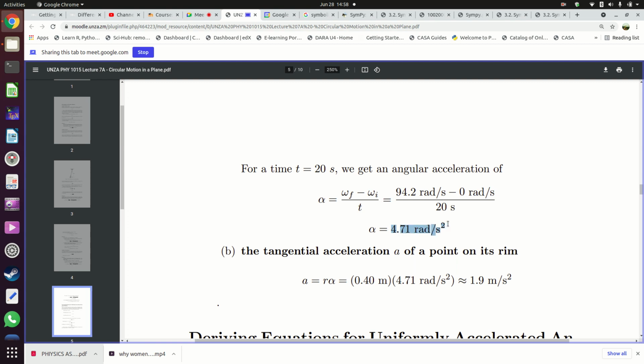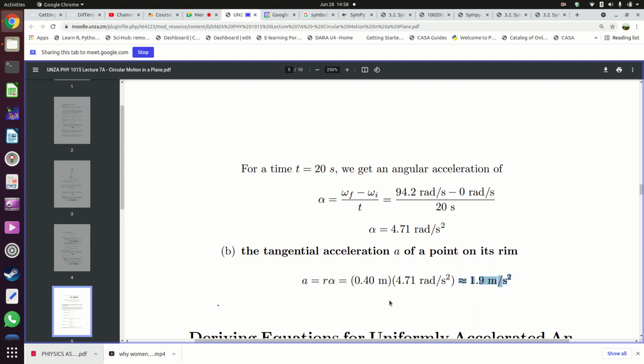This is the angular acceleration. How about the tangential acceleration? The tangential acceleration is the actual acceleration in meters per second squared. From this alpha equal to 4.7 radians per second squared, you can also get the acceleration in a straight line. The acceleration in a straight line, a, is equal to r multiplied by alpha. That's going to be the radius, 0.4 meters, multiplied by alpha, this 4.7 radians per second squared. So you get an acceleration of 1.9 meters per second squared.